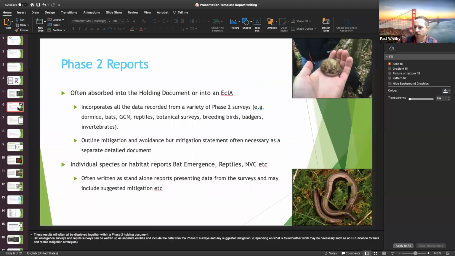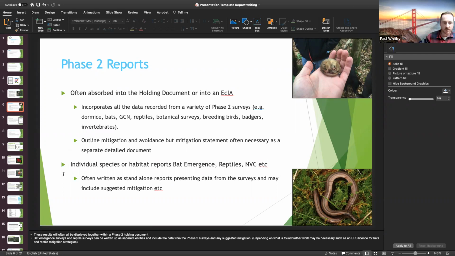So your phase two reports follow on from your initial assessment, your phase one, and as I've already said, are often absorbed into an ECIA, but may form standalone reports or be absorbed into what's called a holding document. Incorporates all the data from a variety of surveys. It could be bats, dormice, great-crested newts, etc. And you might within them detail some outline mitigation and avoidance measures that are necessary. But typically, a detailed mitigation statement would be produced as a separate document. That's the phase three that I mentioned earlier.